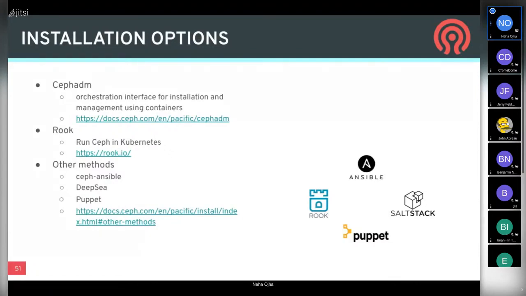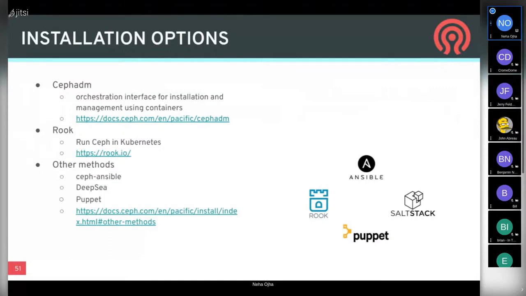Let's now talk about some installation options. There are multiple ways in which upstream Ceph can be installed. Currently, the most popular and the easiest is Ceph ADM. This was introduced a couple of releases ago, and a lot of users have already switched to using it. The idea is that it's an orchestration interface for installation and management, and it's based on containers. As I said, it's as simple as running one command, and you should be able to bootstrap a Ceph ADM cluster in seconds. We also have a Rook integration, so for Ceph clusters that want to run in the Kubernetes world, there is a way to deploy Ceph using Rook.